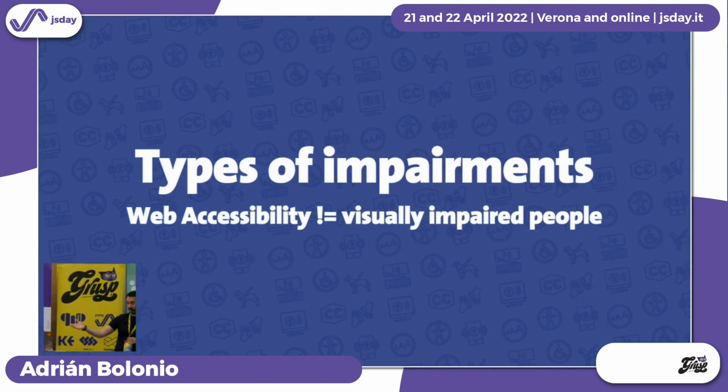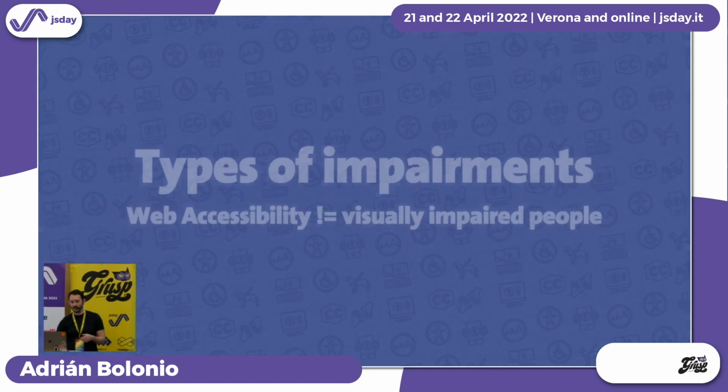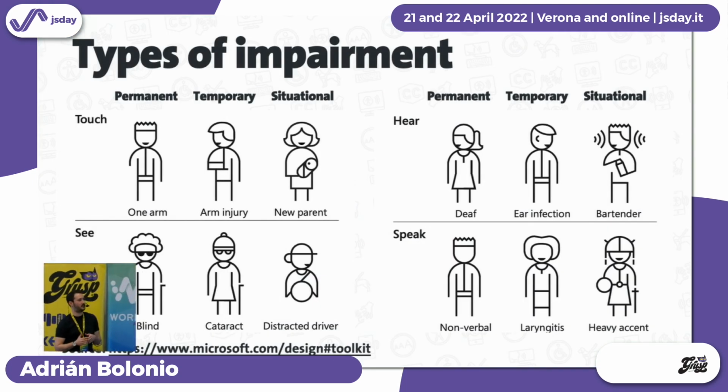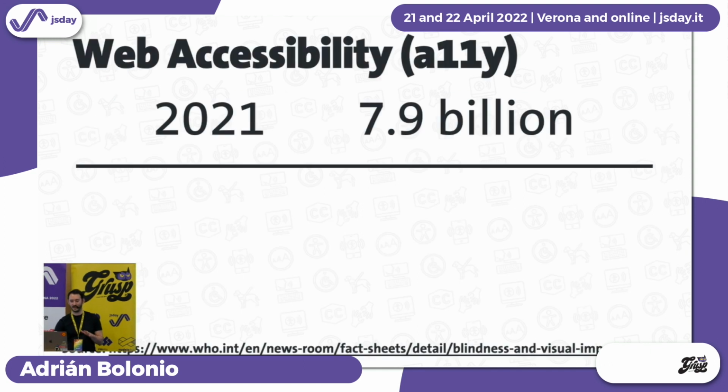Usually, and I already mentioned it, we think about web accessibility as visually impaired people, but there are a lot of other types of impairments, and we can classify those impairments as permanent, temporary, or situational. For example, touch, hear, see, or speak. For some of them, for example touch, we need hardware. And so far, I'm only a software developer. So I'm going to focus on visually impaired people when we develop our software.